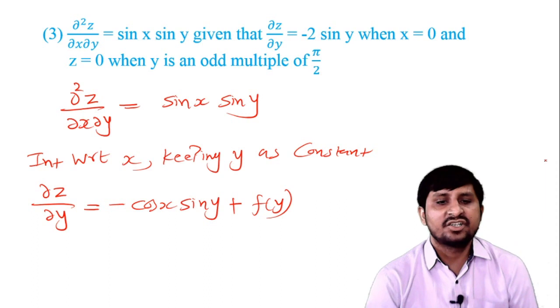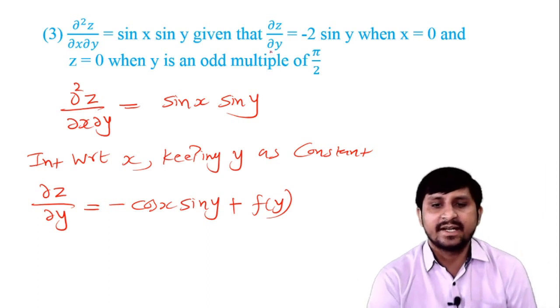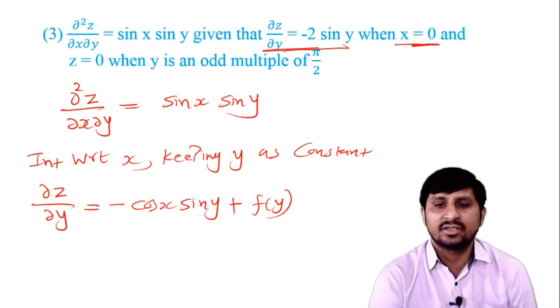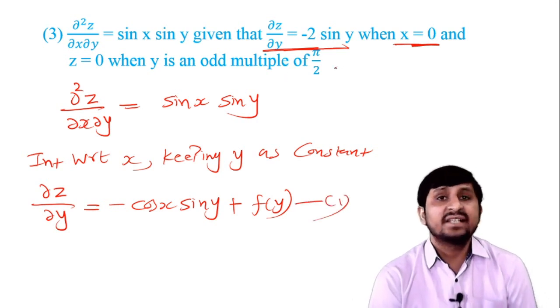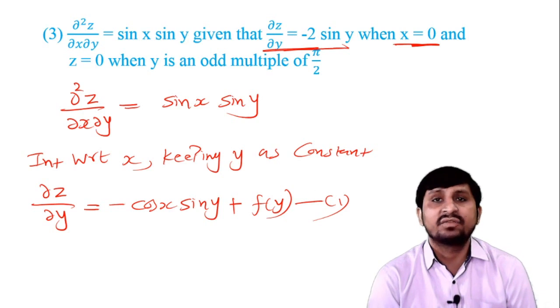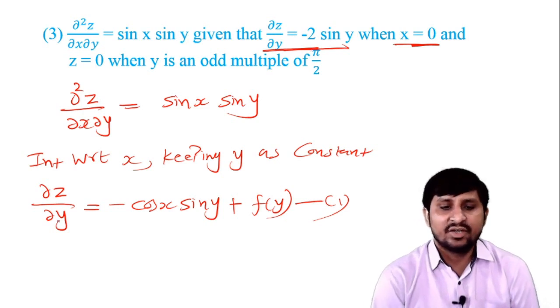Now the condition is already given, you can see that del z by del y. What is my del z by del y? Del z by del y is minus 2 sin y when x is equal to 0. So put this condition in this equation number 1. Using this condition we can easily find out the value of f of y. So left hand side we have minus 2 sin y.